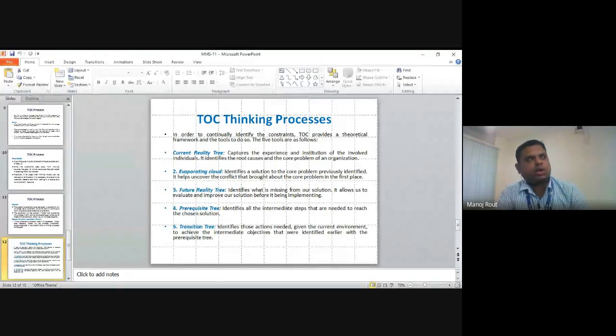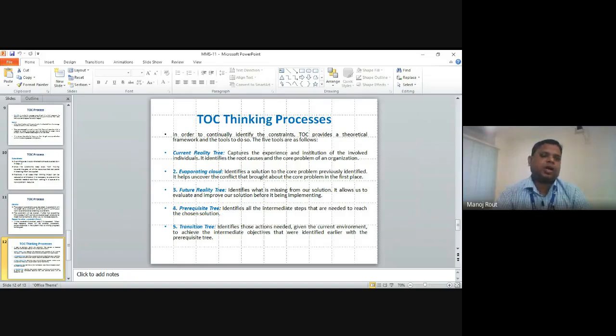The theory of constraints provides a theoretical framework and the tools to do so. So what are the five tools generally used in the theory of constraints thinking process? The first tool is the current reality tree. The second one is the evaporating cloud. The third one is the future reality tree. The fourth one is the prerequisite tree. And the fifth one is the transition tree.